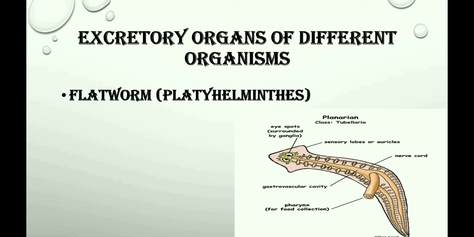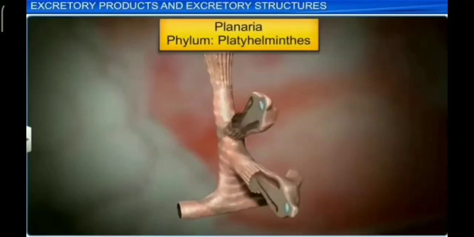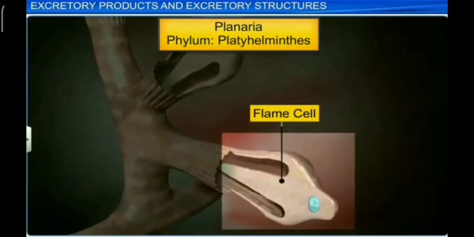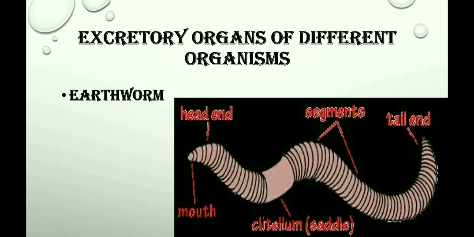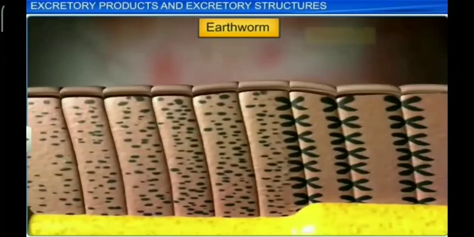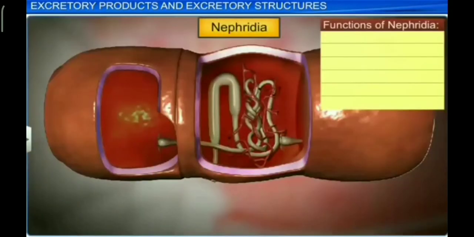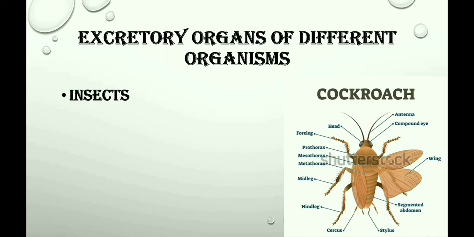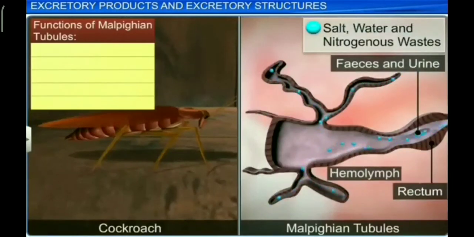Flatworms. Platyhelminthes contains network of dead-end tubes called flame cells or PROTONEPHRIDIA. Earthworm. Earthworm contains unbranched coiled tubular structure called nephridia. Insects. In insects, excretion takes place by a set of blind-ended tubules called Malpighian tubules.